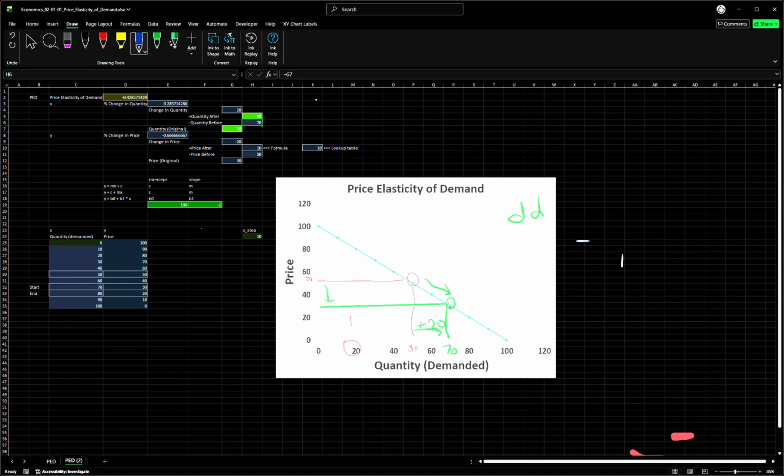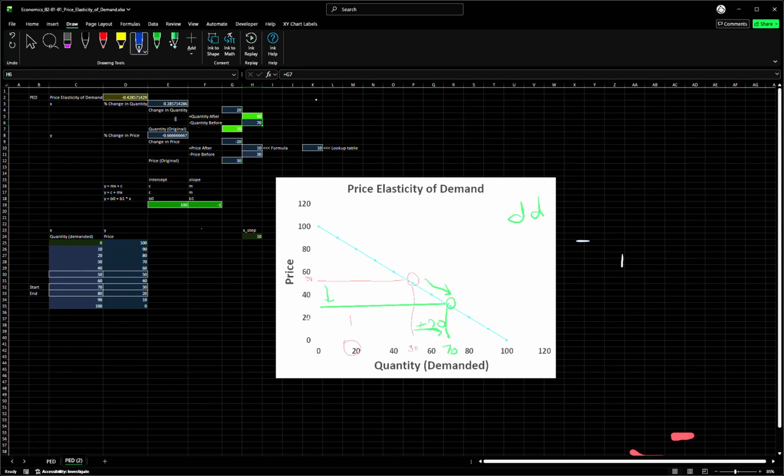And obviously since it's a linear slope, in absolute terms the price is also going to drop by 20, but this 20 is now from the point of 30, not 50. So this is a smaller denominator, and your 20 is going to be a bigger proportion. That's why your change in price is now minus 66%.